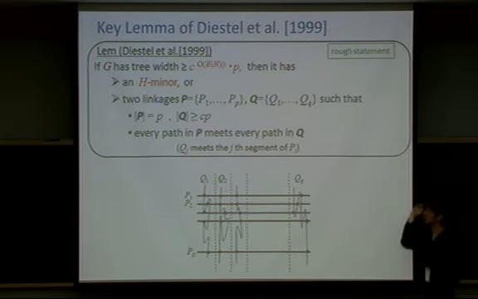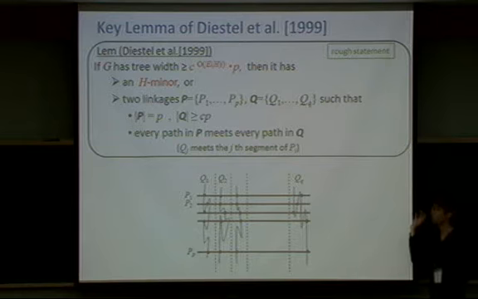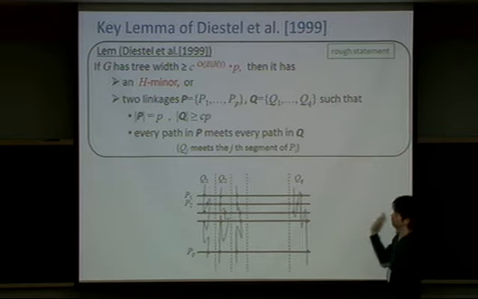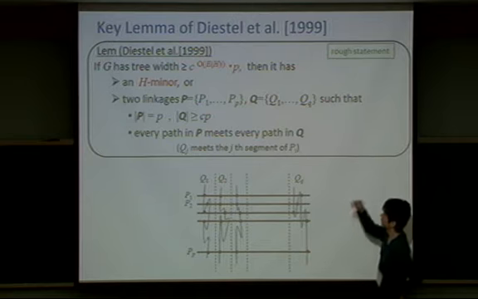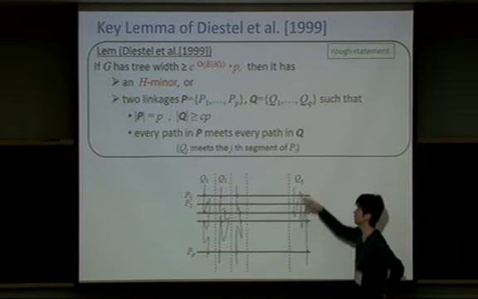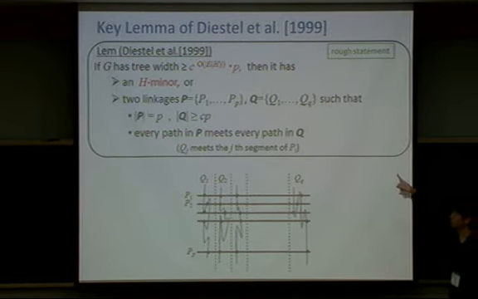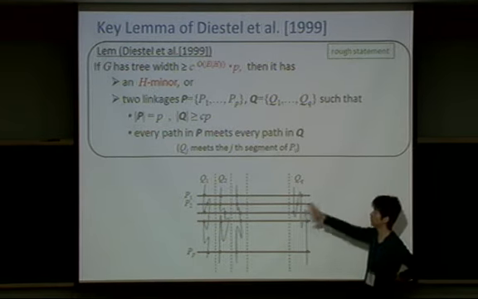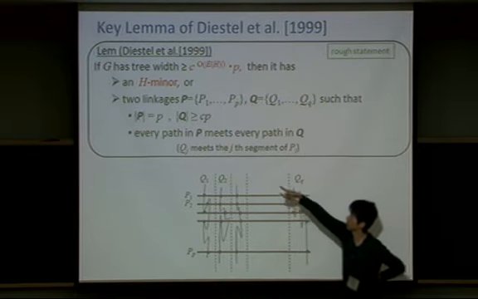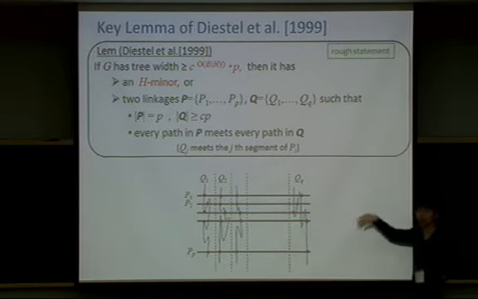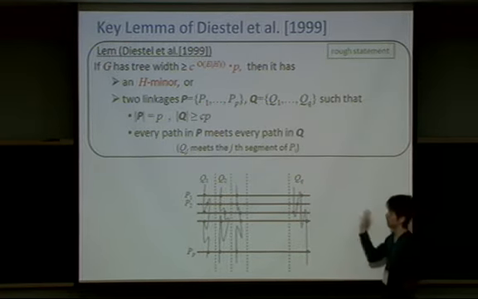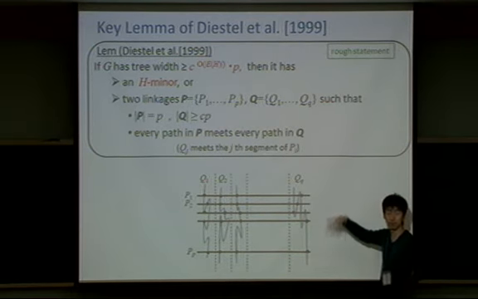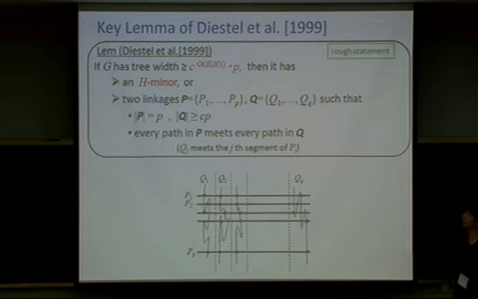P, Q with some conditions. Here, a linkage is a set of disjoint paths, and suppose that P is a set of horizontal disjoint paths like this, and Q is a set of vertical disjoint paths like this. And the first condition is that P and Q have many paths. P has p paths and Q has cp paths, many paths.